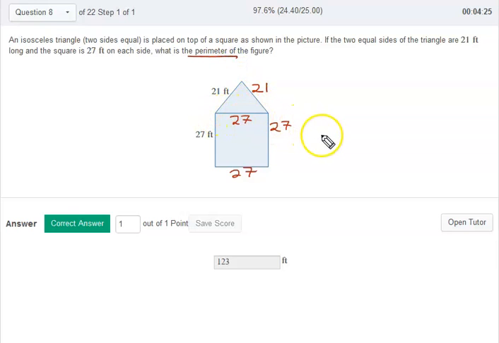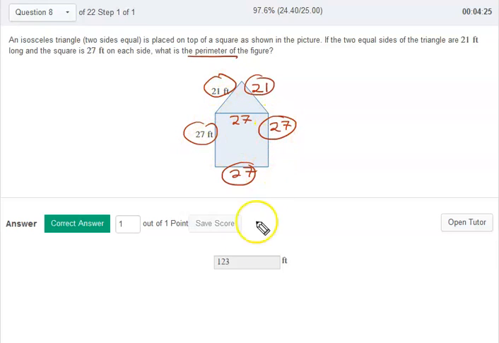So how would you figure that perimeter out? Well, you would be adding this, this, this, this, and this, and not this side. This side is not included in the perimeter, and the answer is 123. Again, you're looking to read it carefully, understand what they're stating.